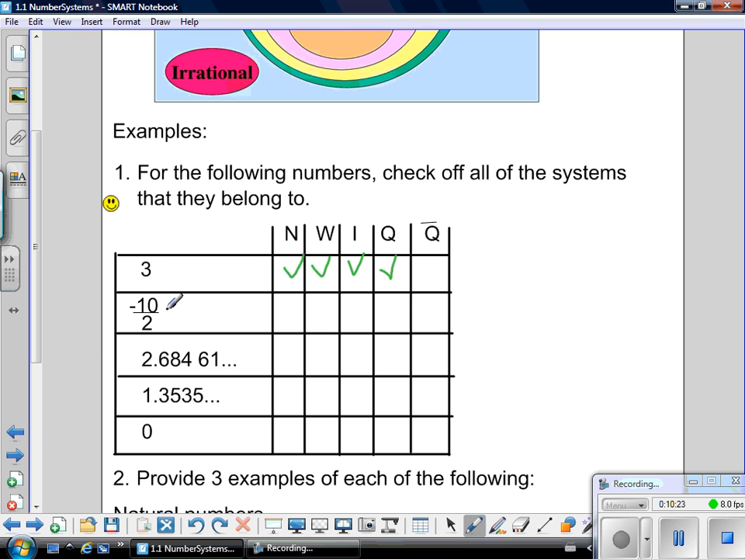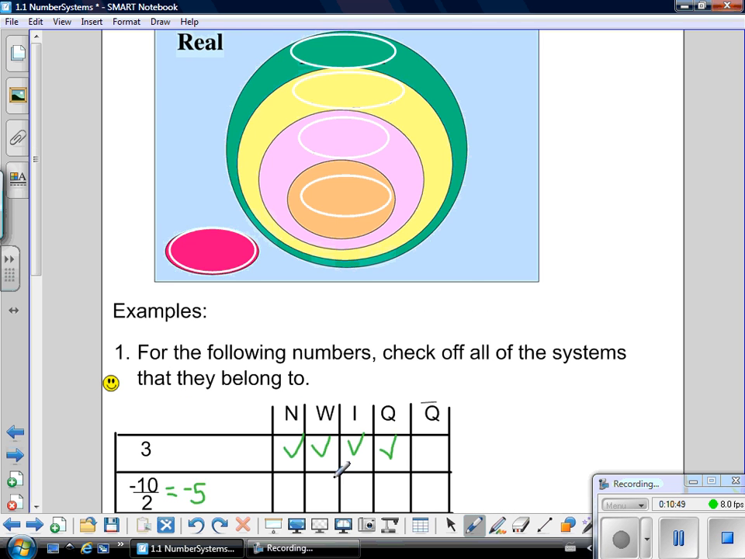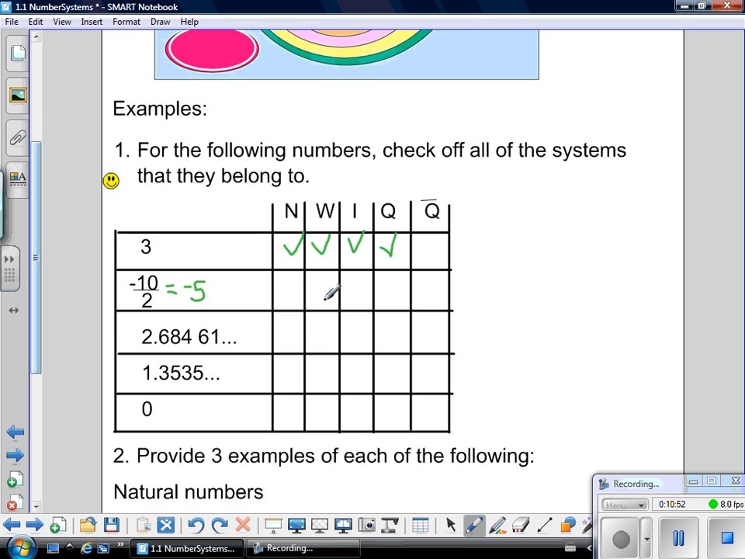The next number is negative 10 over 2, which is the same as negative 5. Is it a counting number, a natural number? No. Is it a whole number? I'm not sure, so let's go back and look at the definition. A whole number is all the natural numbers plus 0. It doesn't include negative numbers, so it can't be a whole number. Is it an integer? Yes. Can I write it as a fraction? Sure, negative 5 over 1. Because it is a rational number, it can't be irrational.